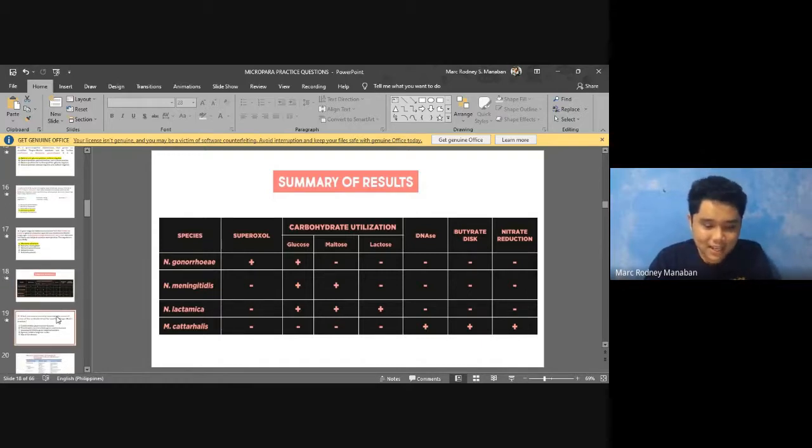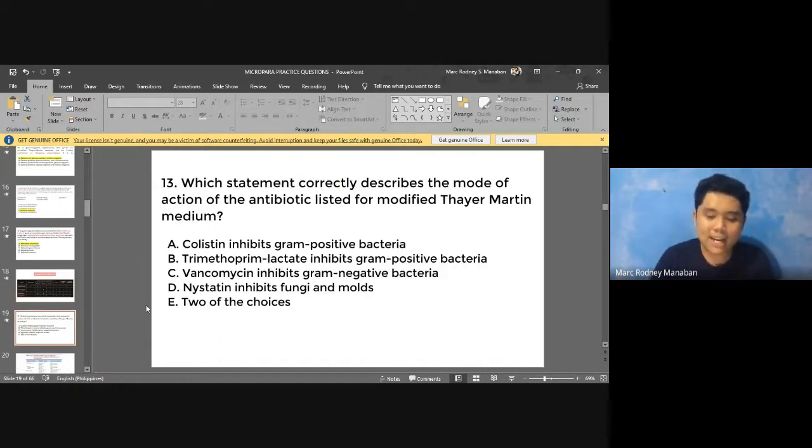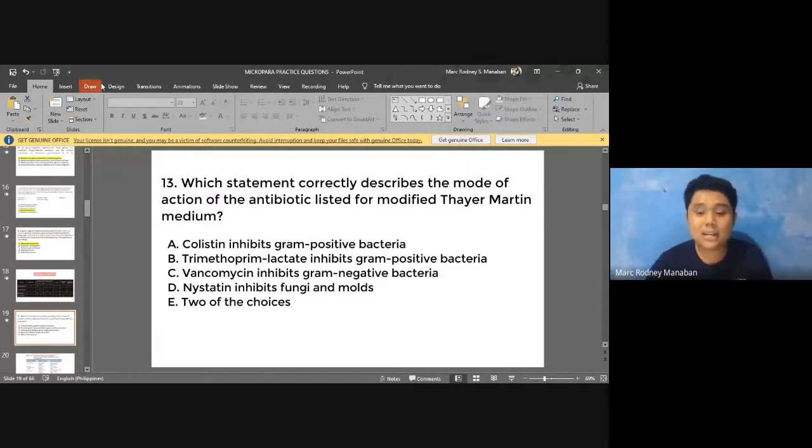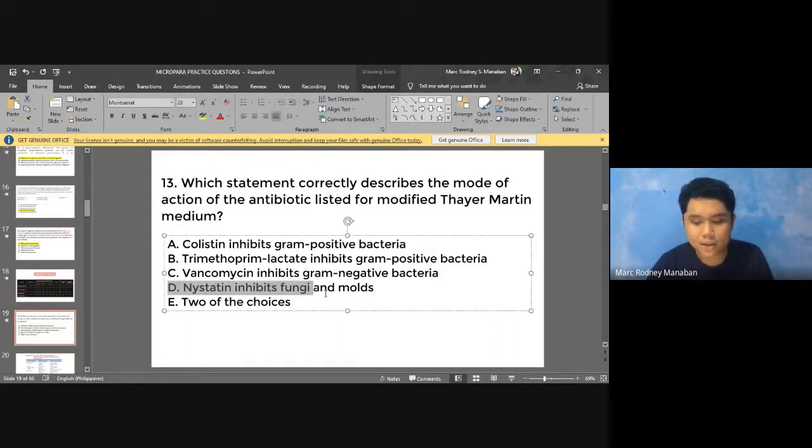Alright, okay. Next, which statement correctly describes the mode of action of the antibiotics listed for MPM? Nystatin against fungi and molds. Very good. Letter D. Nystatin inhibits your fungi and your molds. Take note that colistin is for gram-neg bacteria. Trimethoprim is for the swarming of Proteus.